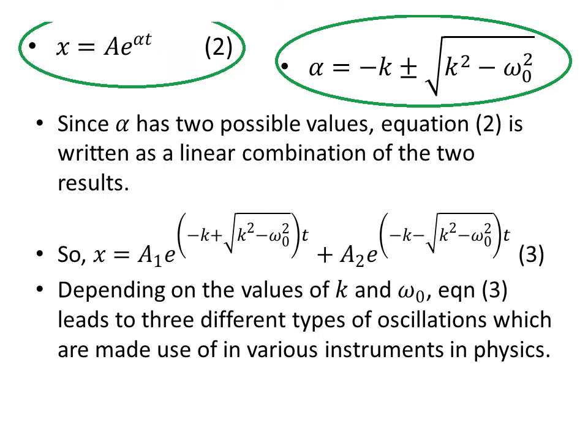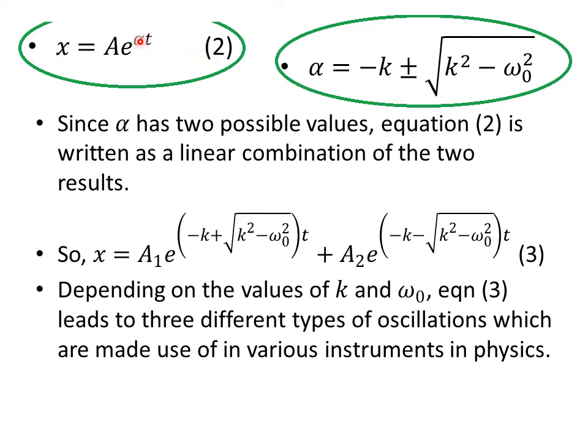So let me write down the equation for x which we assumed earlier. Once more, x is equal to A e raised to alpha t, and we have now obtained alpha as minus k plus or minus root of k square minus omega 0 square. We will have to find capital A and alpha. Right now we have obtained alpha in terms of the constants that govern the oscillation, which are the damping constant and the natural frequency. We have two possibilities for alpha: minus k plus root of k square minus omega 0 square, and minus k minus root of k square minus omega 0 square.